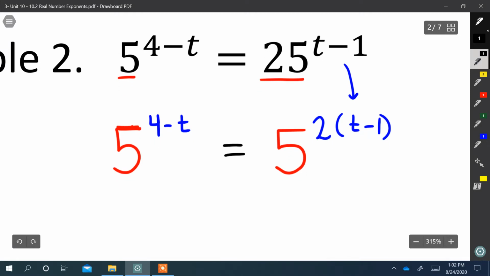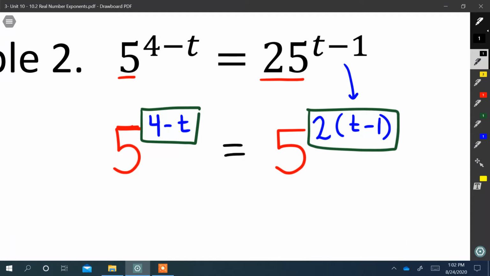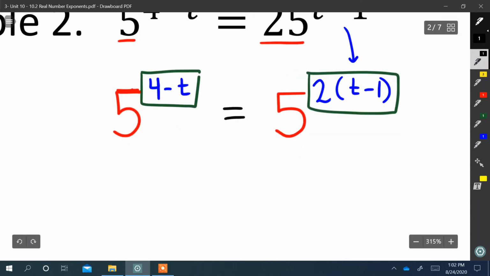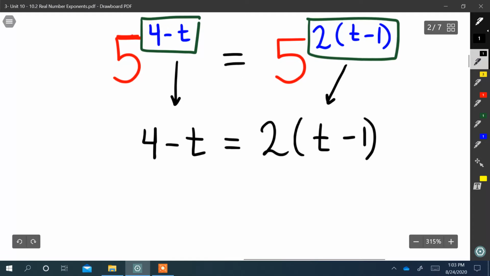So notice, now that I rewrote this, I can see clearly that this is going to equal this right here, because we have the same base. And that's why you want to rewrite it in such a way that you have the same base. So in here, all we're solving for now is the following. 4 minus t is equal to 2 times t minus 1. Okay?